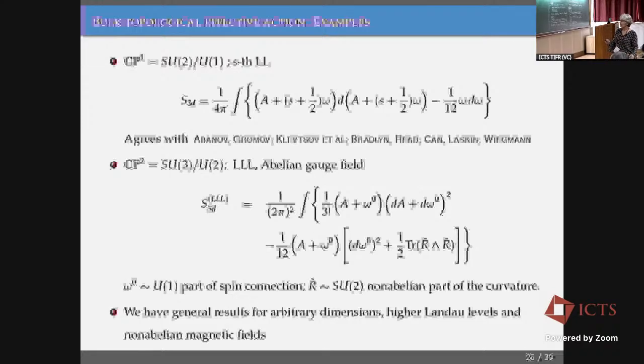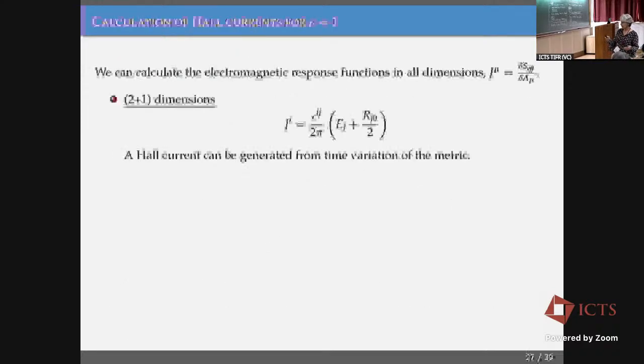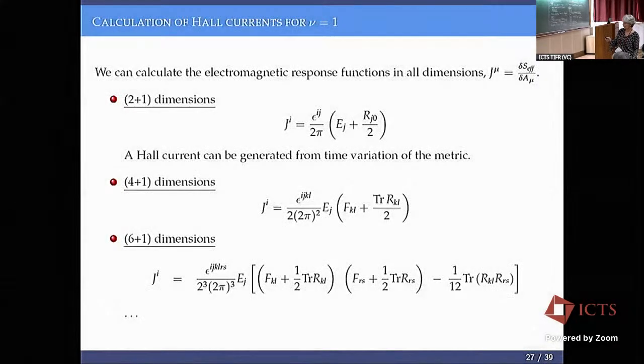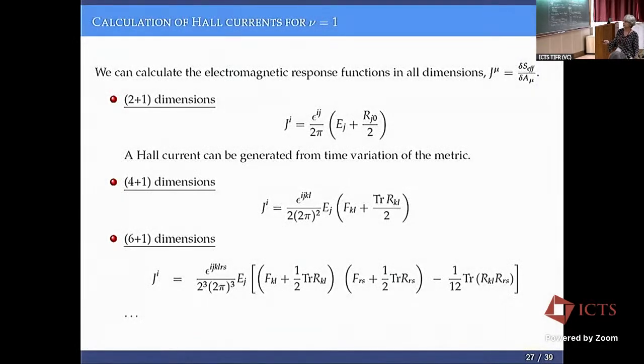And having the effective actions, we can calculate the electromagnetic responses that are given by this current. For example, here I have 2, 4, 1. This is important because this coefficient here in front of this is essentially the Hall conductivity in 4 dimensions that has been measured in the 4-dimensional quantum Hall systems, and we can make a contact with the experiment.